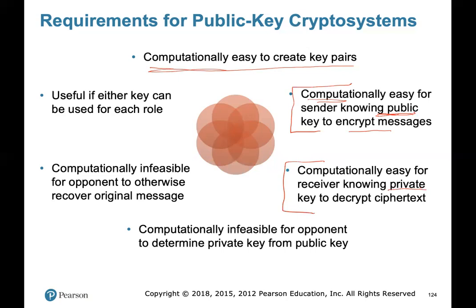If I'm a legit receiver and I have access to the private key, this means that this message has been encrypted for me. I'm the legit recipient of this message. It should be computationally easy for me to decrypt and get to the plain text. In contrast, it should be computationally infeasible for someone who doesn't have the key to recover the original message. So it should be computationally very hard or infeasible for someone to break into an algorithm without having the private key.